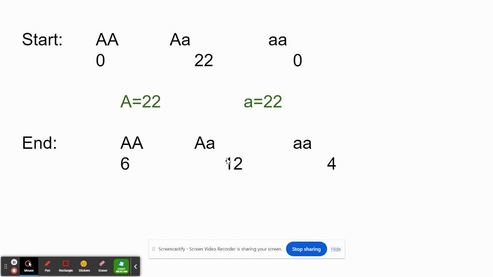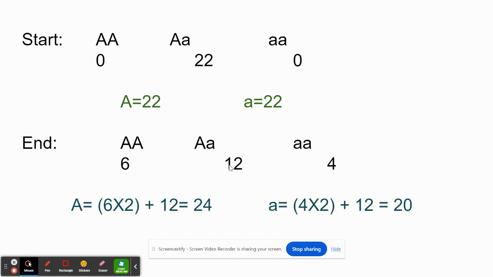Plus, there were 12 people that had only 1 big A. So I have to go 6 times 2 is 12, plus another 12 from the heterozygotes is 24 total big A's. If I look at the little a's, I've got 4, so times 2 is 8, plus another 12. So that's going to be 20. So now I started with 22 and 22, half and half. I ended up with 24 dominant and 20 recessive.